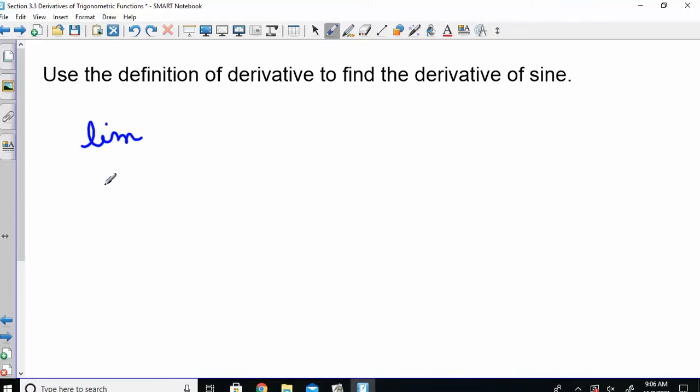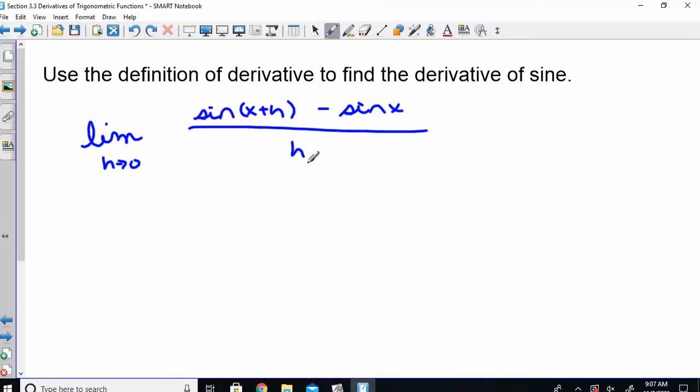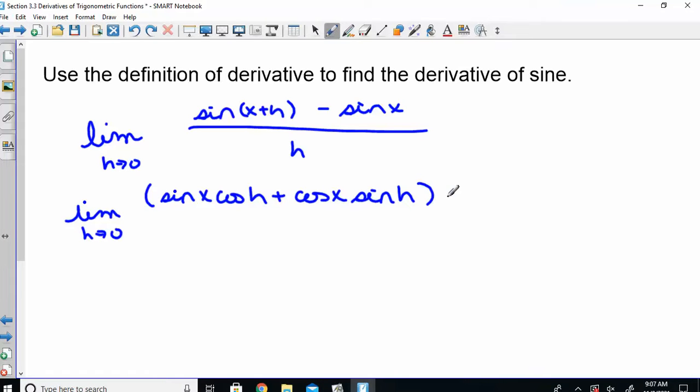So the definition of derivative is the limit as h approaches 0, f of x plus h, so that would be the sine of x plus h, minus f of x, so that's the sine of x, all over h. We can't just plug in our h here because we're getting 0 on the bottom. But I had you write down the formula for sine of x plus h just a little bit ago. That's sine of the first, cosine of the second, plus cosine of the first, sine of the second.